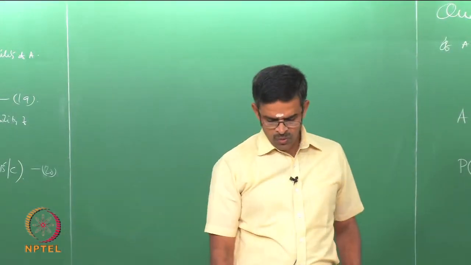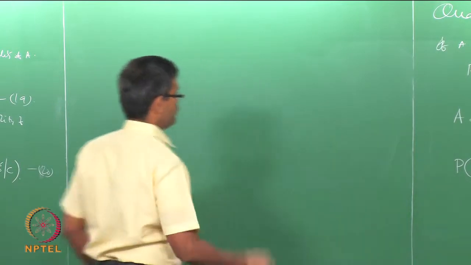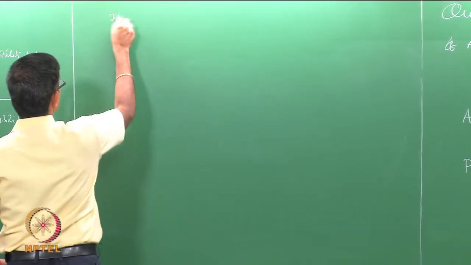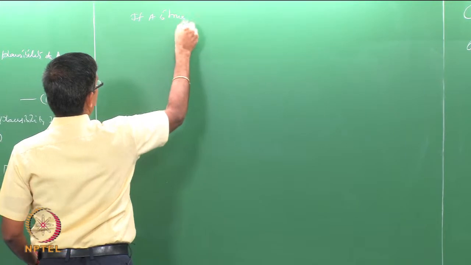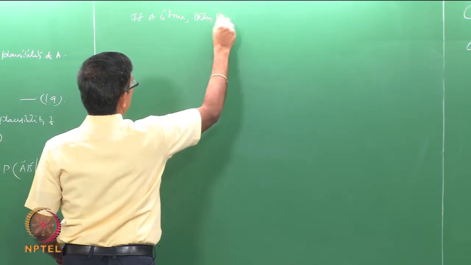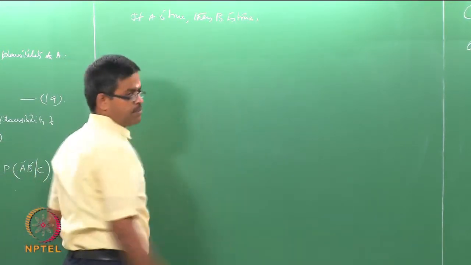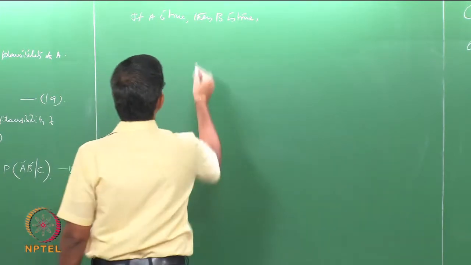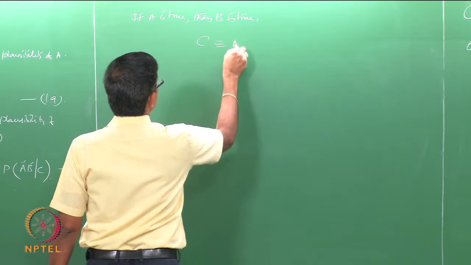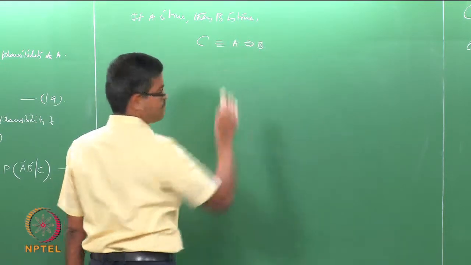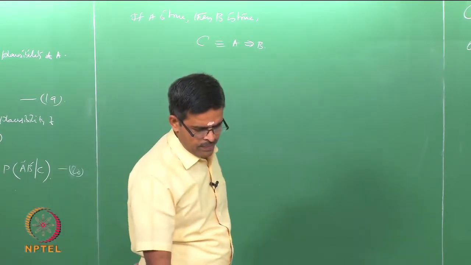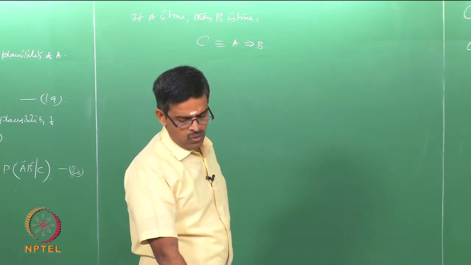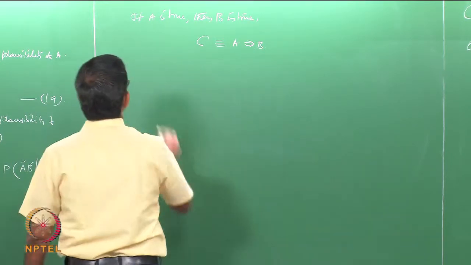So, if A is true, then B is true. Therefore, one can say a condition A implies B. If B is true, A becomes more plausible.